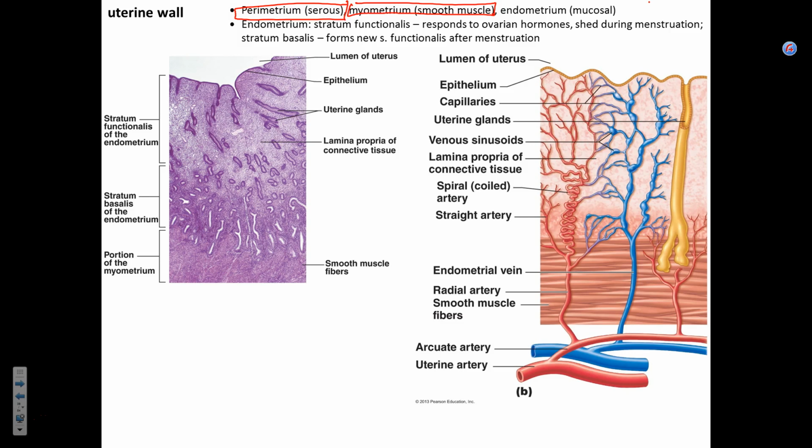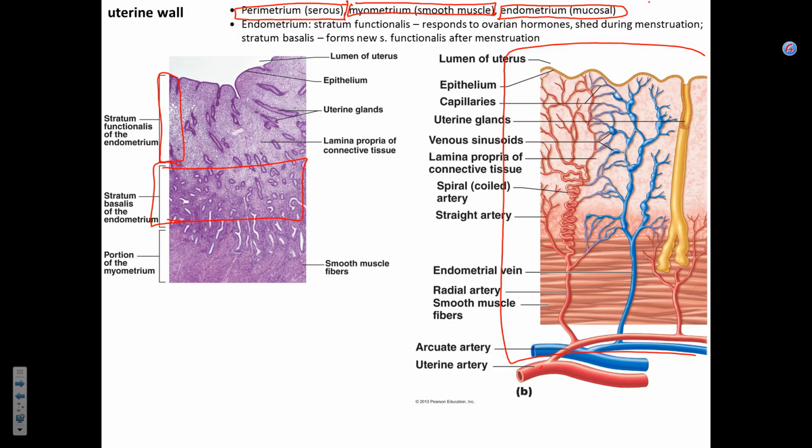It is. So, and then you have endometrial layer. And endometrium is brilliant. It has 2 layers. Stratum functionalis and stratum basalis. So on the left you can see the micrograph. On the right, it's a schematic rendition. Now look at this.